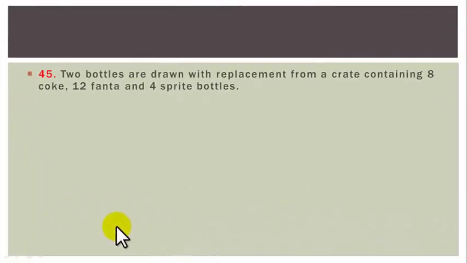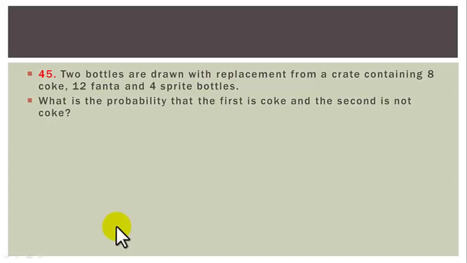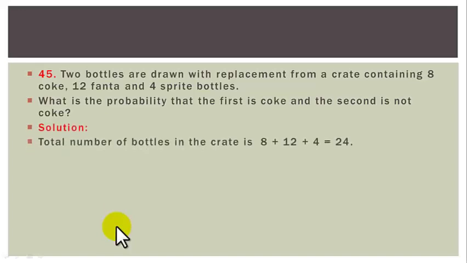Question number 45. 2 bottles are drawn with replacement from a crate containing 8 Coke, 12 Fanta, and 4 Sprite bottles. What is the probability that the first is Coke and the second is not Coke? Solution. The total number of bottles in the crate is 8 plus 12 plus 4, which is equal to 24.